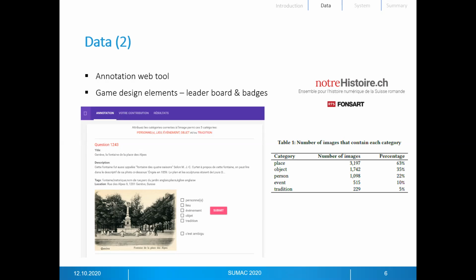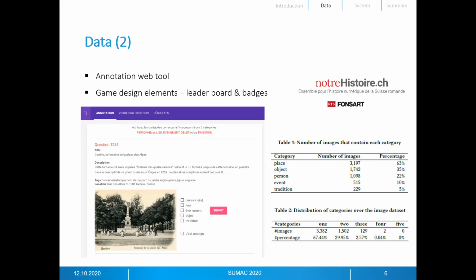Since this is a multi-label task, we looked at the distribution of categories. Table 2 shows the number of categories per image. 67% of images have single category, about 30% have 2 categories, and about 2.5% 3 categories. Only 2 images were assigned 4 categories, and none of them had 5 categories assigned.